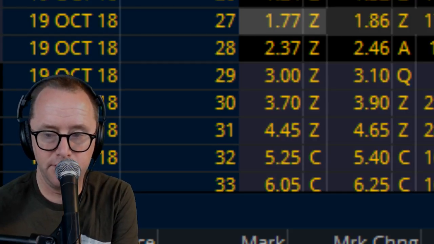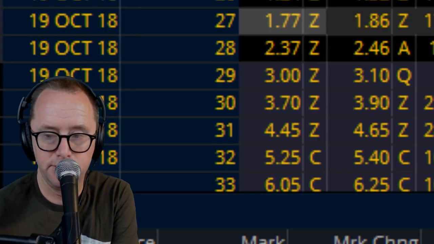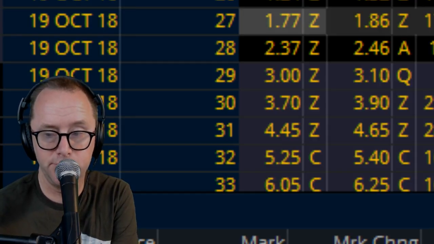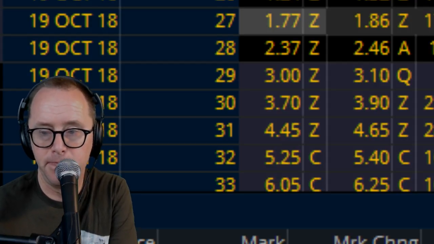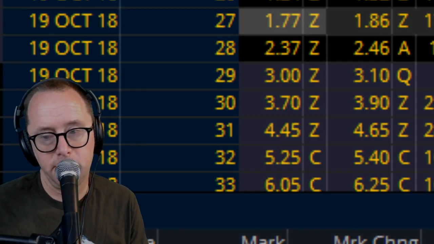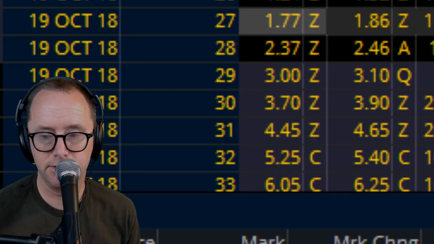On the other end of the spectrum, if the underlying ends up above 33, the spread is going to be worth nothing. So 33 or above, spread worth nothing. 29 or below, spread worth $4. Anywhere in between, it depends where you are. If at expiration the VXX was worth 31, then the spread would be worth $2. And you can kind of see where I get that.